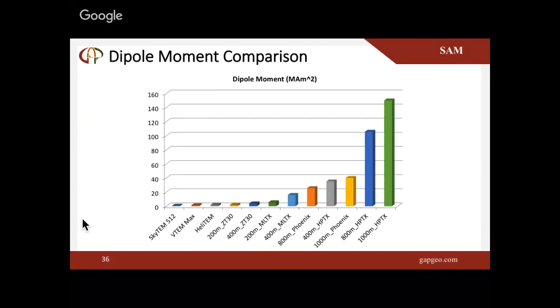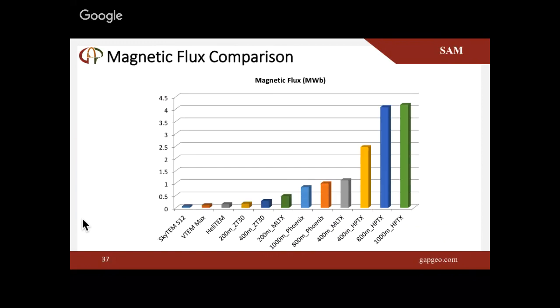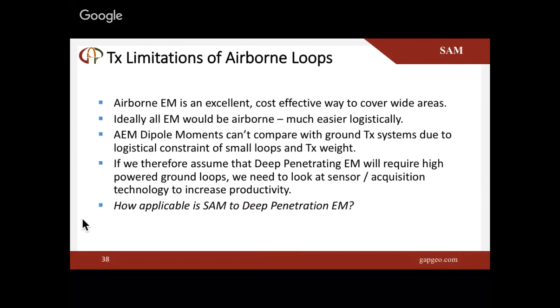It's just a dipole moment comparison. So this is the highest powered helicopter-borne EM system compared to the moments we're able to generate with the ground loop. So anyway, as I say, airborne's got some limitations in terms of depth penetration, although it's a great reconnaissance tool, mapping tool.